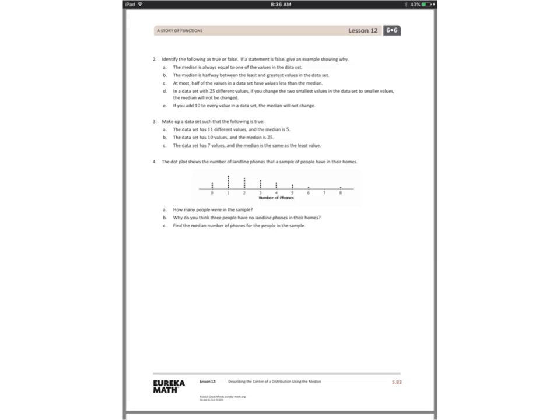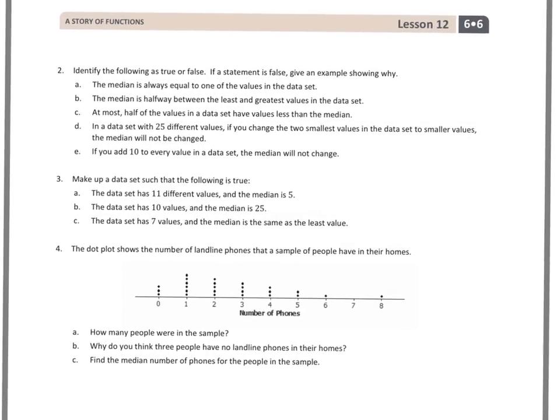And here we are on page 2, and we're going to zoom in and take a look. And we have to identify the following as true or false. If a statement is false, give an example showing why. So we're on A, and it says the median is always equal to one of the values in the data set. And that's false, because what if I cross down and I'm left with 2 numbers? What if I have 2 pieces of data like 1 and 5?